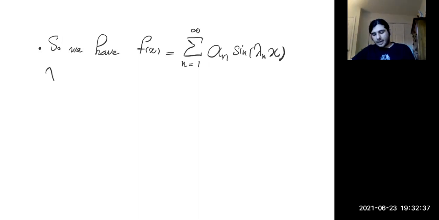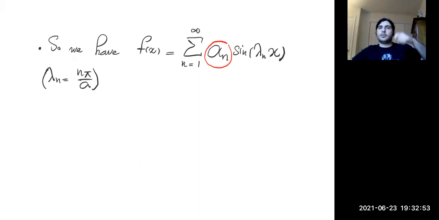Also remember that lambda n was equal to n pi over a. So for each n, I'm looking for an. For example, if n goes from 1 to infinity, suppose I'm looking for one specific am, where m can be any of them. In order to find that number, I would multiply both sides by sine of lambda m x.